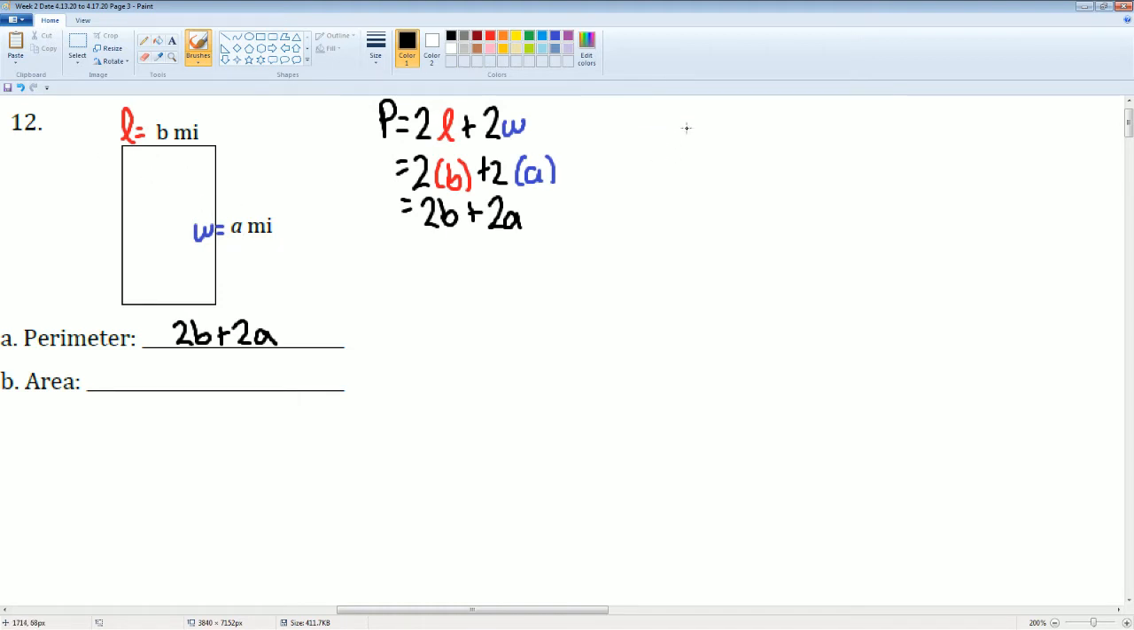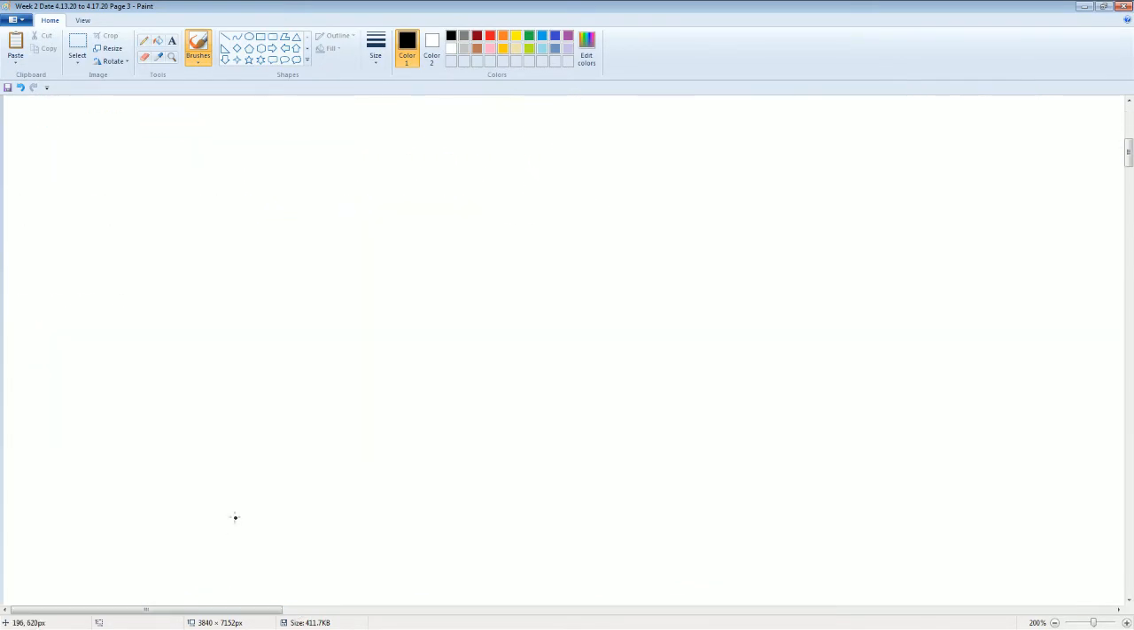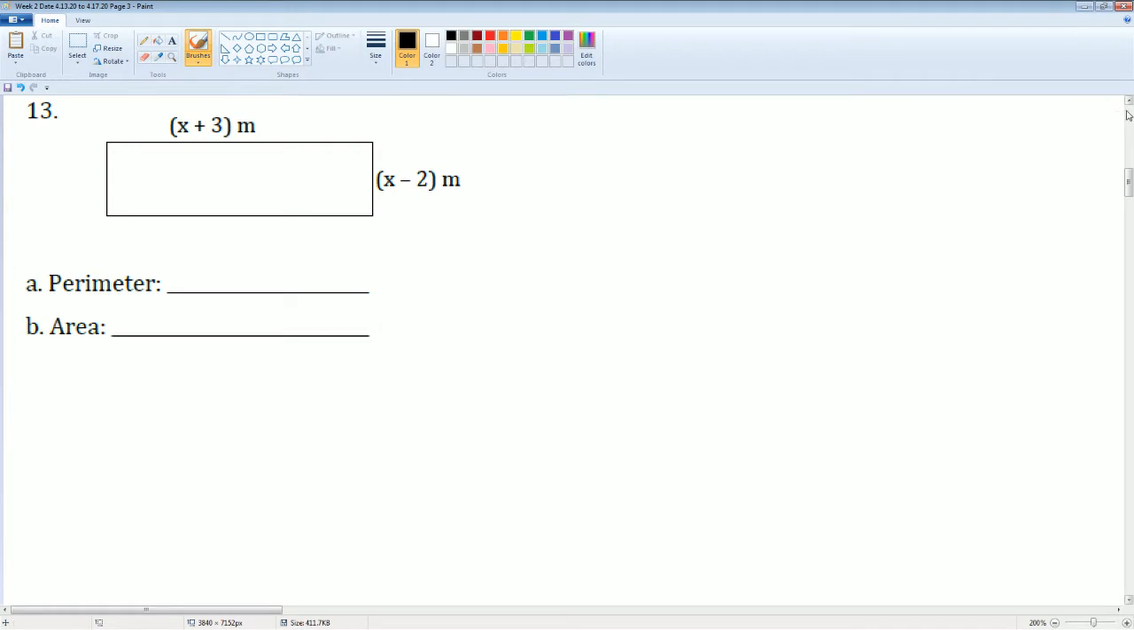Same thing here for the area. Let's color code that for you. Length times the blue, which is width. Red here was b, times the width, which was a. So the area is just a times b, or you could write b times a. It doesn't matter. I just like writing it in alphabetical order. There you go. Good? Let's go down to 13. It's done the same exact way.